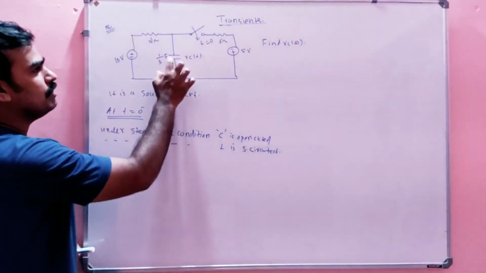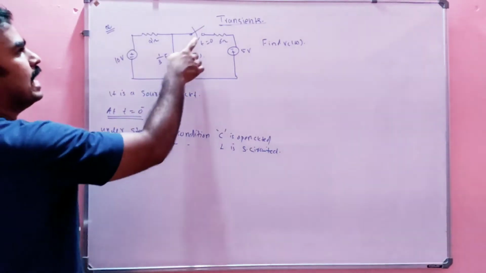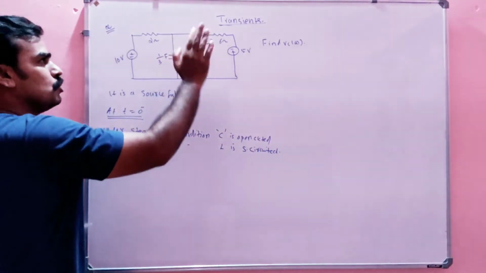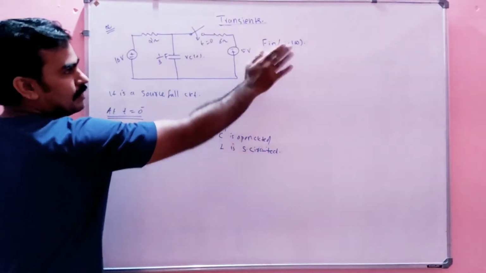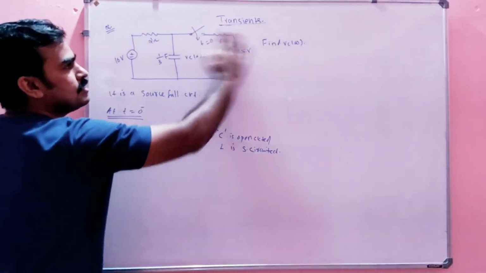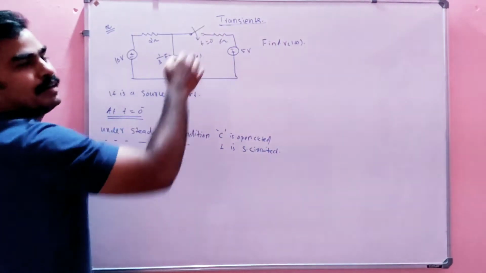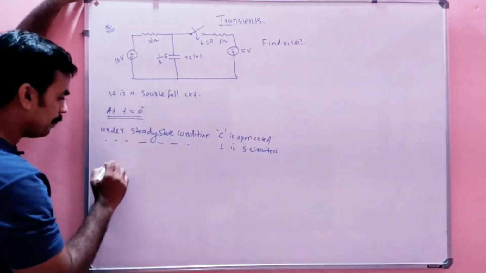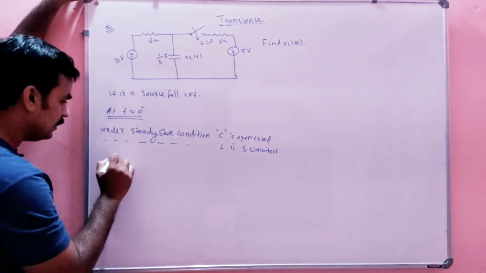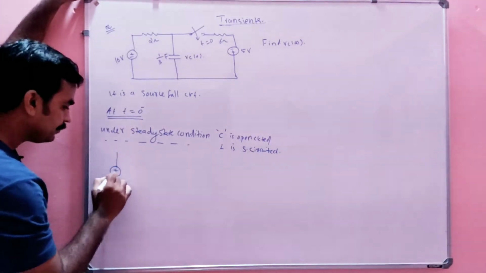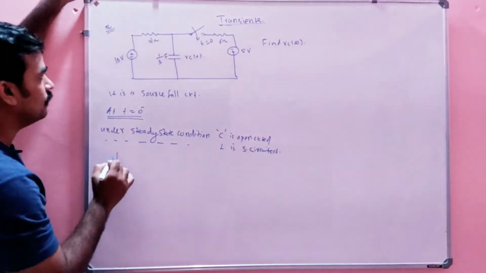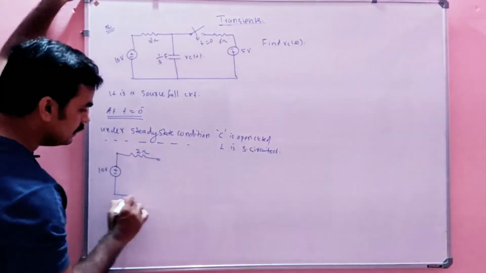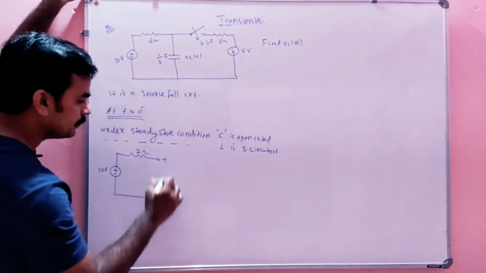Now, at t equal to 0 minus, the switch is not closed. The switch is open, which means this portion is not in the circuit. It is isolated. So the remaining portion will be: I will write it like this. The 10 volt will be there, the 2 ohm will also be there, and this will be open circuit.